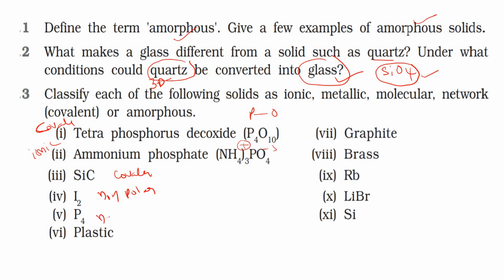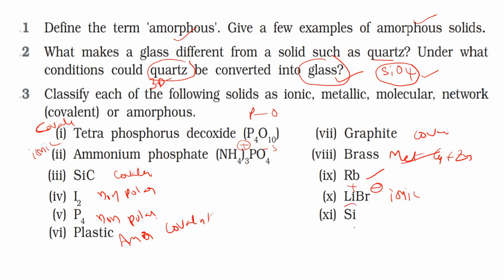P4 is also a non-polar molecule. Plastic, amorphous it is. Amorphous comes under covalent network polymer. Graphite, covalent network polymer. Brass, metallic, because brass is nothing but copper plus zinc, metals, therefore metallic solid. Rubidium, metal, metallic solid. Lithium bromide, positive and negative, ionic solid. Silicon, metallic bondings will be there, metallic solid.